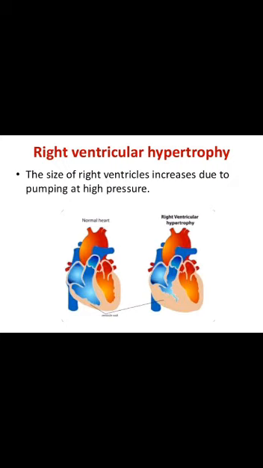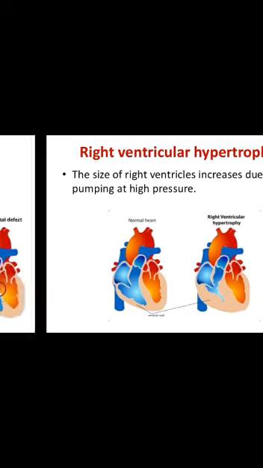You can see in this picture right ventricular hypertrophy in the lower structure of the heart. The muscular wall of the lower right chamber of the heart is thicker than normal. The muscular wall of the right ventricle is thickened compared to its normal condition. That is called right ventricular hypertrophy.